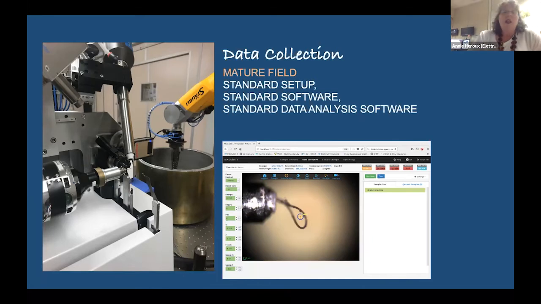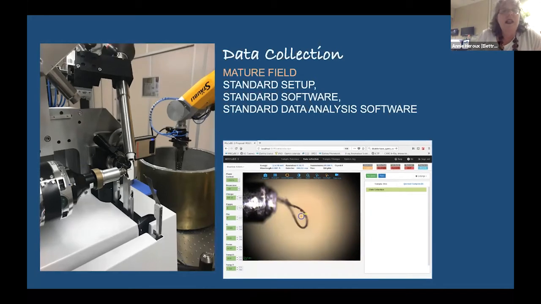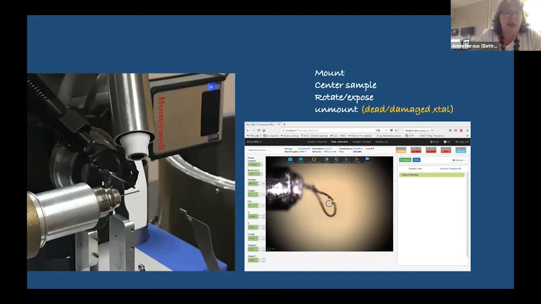So you have your loop here, which will have your crystal in, and this is where the sample is mounted. You can see the nozzle of the cryostream. It's going to be 100 K for the whole data collection. At Elettra, the full cycle of mount, center sample, rotate, expose, unmount usually takes about 10 minutes, 6 minutes of that being the full data collection for a whole sphere.